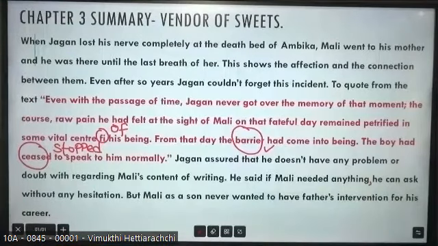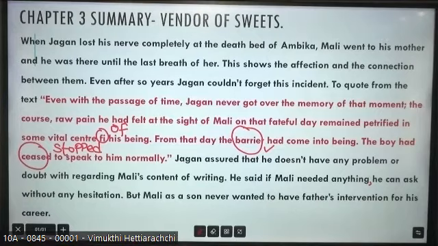But Mali as a son never wanted to have his father's intervention for his career. Mali never liked to engage his father's company when it comes to his private life, when it comes to his professional business. He never wanted to take advice from his father. That is because of the nuclear problem, the barrier that we discussed earlier. So this information is very much important for you. Make sure to write down this part. So we are at the end of chapter number 3.